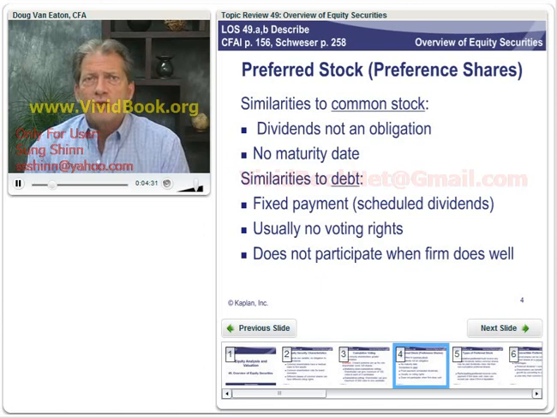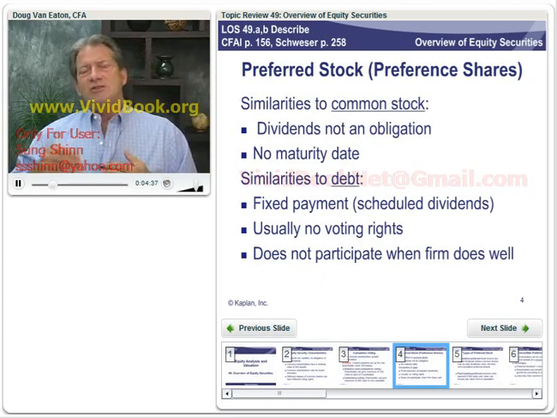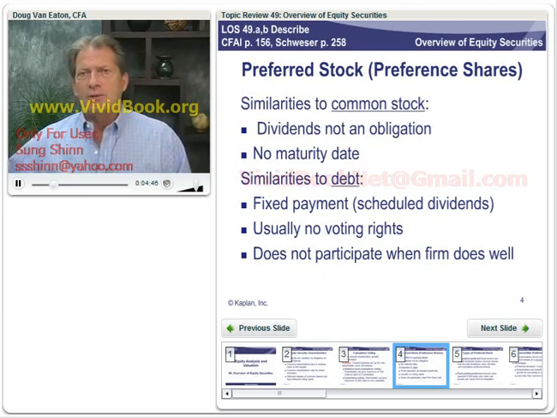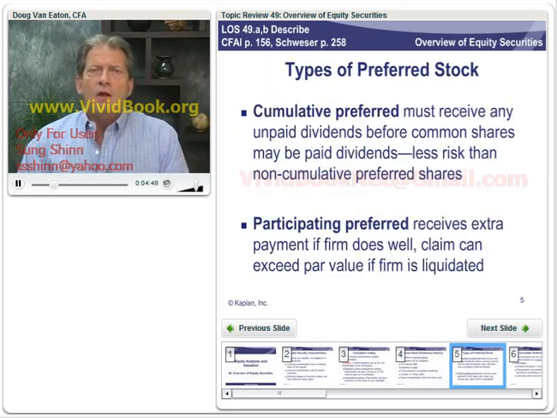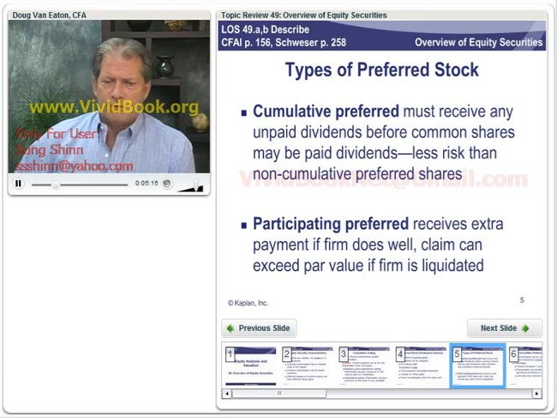And in terms of preference, most preferred stock is what we call cumulative, meaning that any dividends missed accumulate and must be all made up before the firm can again begin paying common dividends on the common stock. So that's a cumulative preferred. Now, a participating preferred does have some upside because it receives extra payment if the firm does well, and the claim can exceed the par value or the stated value if the firm is liquidated. So most preferred is cumulative. Some small subset of preferred may be participating preferred.